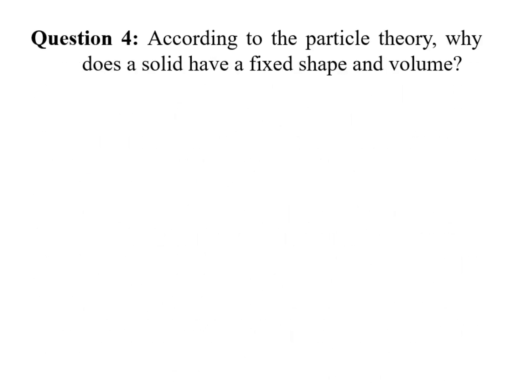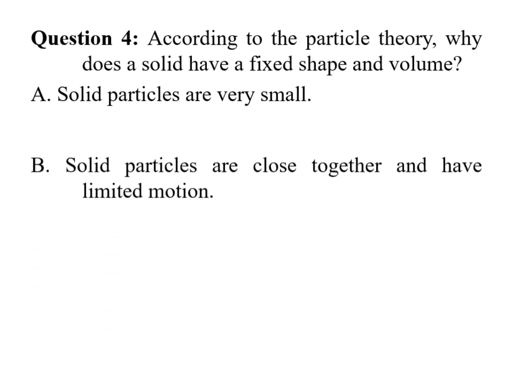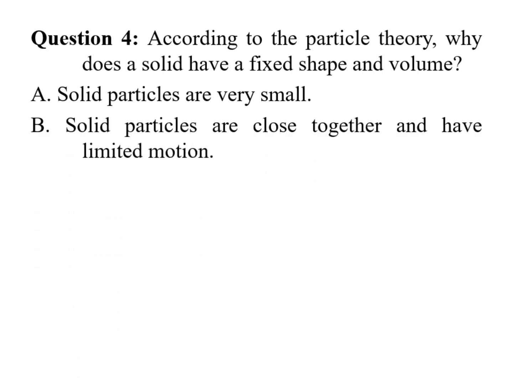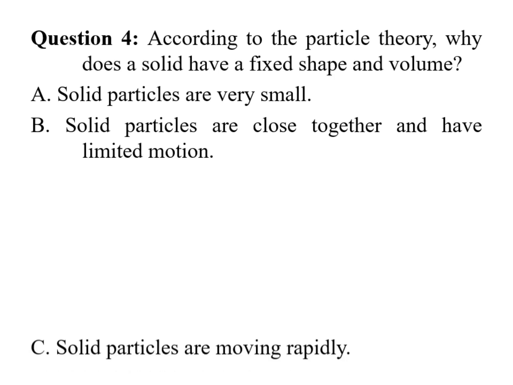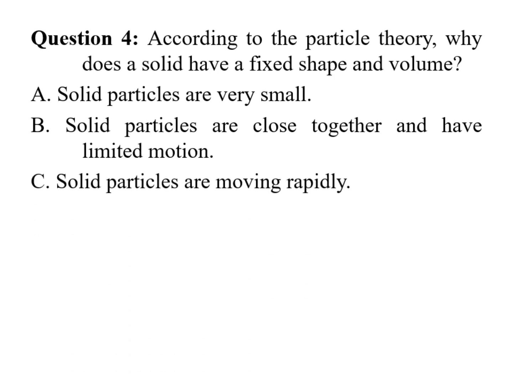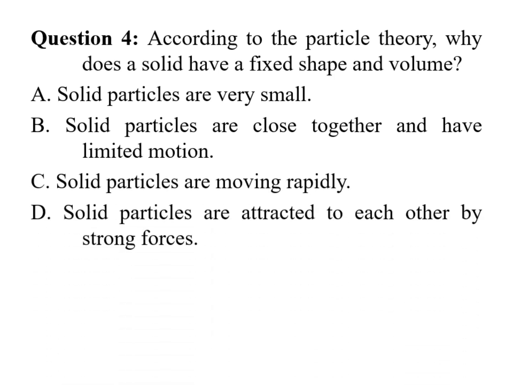Question number 4. According to the particle theory, why does a solid have a fixed shape and volume? A. Solid particles are very small. B. Solid particles are close together and have limited motion. C. Solid particles are moving rapidly. D. Solid particles are attracted to each other by strong forces.